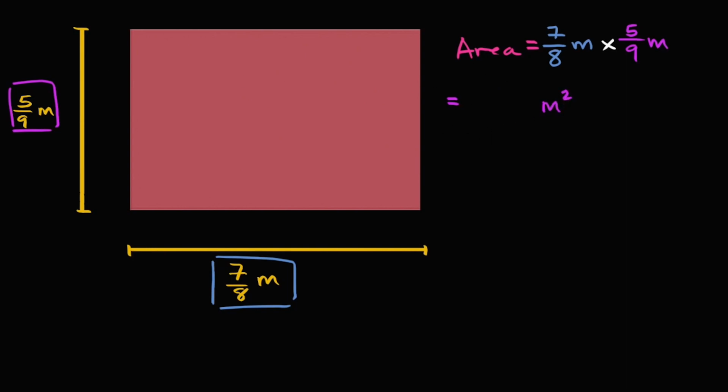And then we're going to have 7 times, this is a new color, 7 times 5 in the numerator to get us 35. And then in the denominator, we are going to have 8 times 9 to give us 72. And we'd be done. This is the area of this rectangle here. It's 35/72 of a square meter.